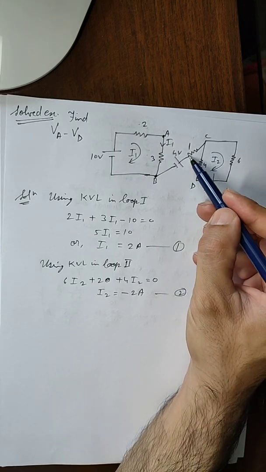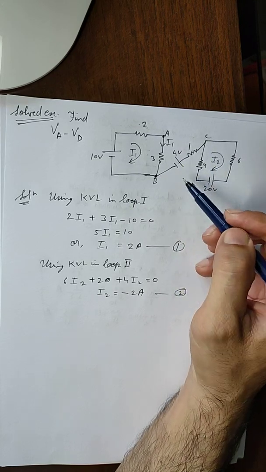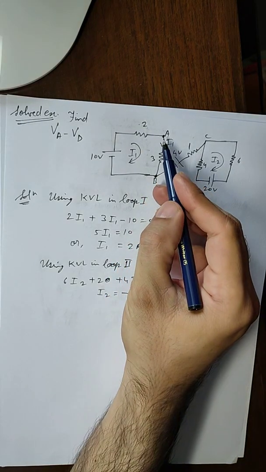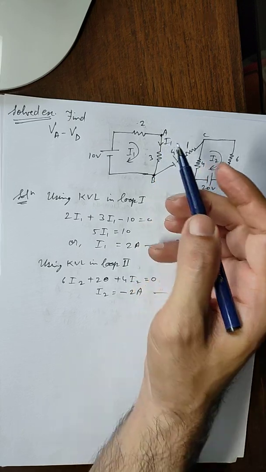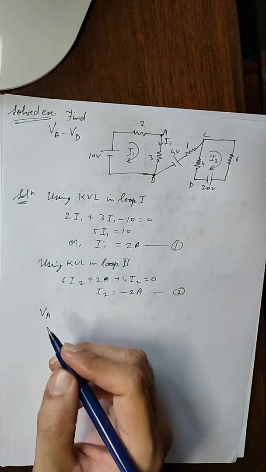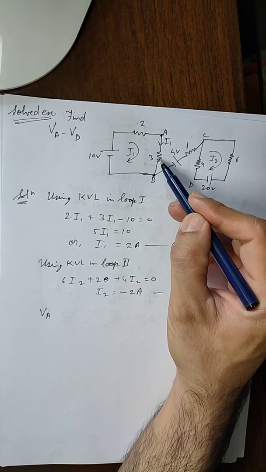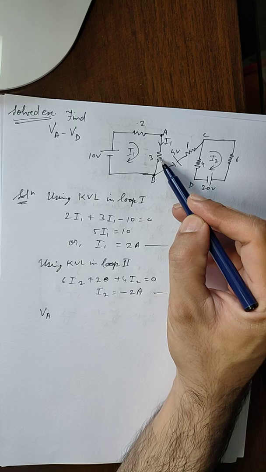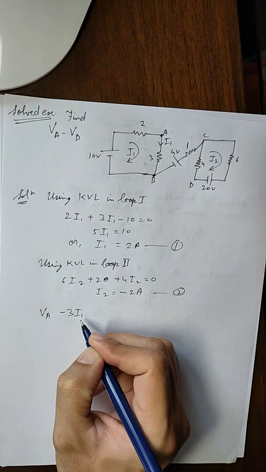So there will be no potential drop across this resistor, but because of this battery there will be some potential across this branch. So we know that in the direction of current the potential decreases. So we can say that at A the potential is positive, because we are taking the starting point as A, so we will write VA. Then here the potential at this resistor will be lesser than the potential at A, because we are moving in the direction of current, and as we move in the direction of current the potential decreases, so it will be minus 3I1.